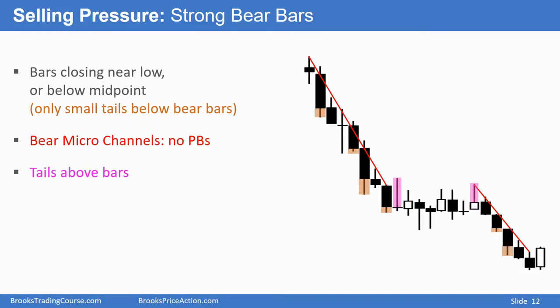I also want to see tails above bars. This doji bar at one point was a strong bull bar, but into the close the bears took control and sold it off. So every reversal attempt by the bulls, the bears win by the end of the bar.